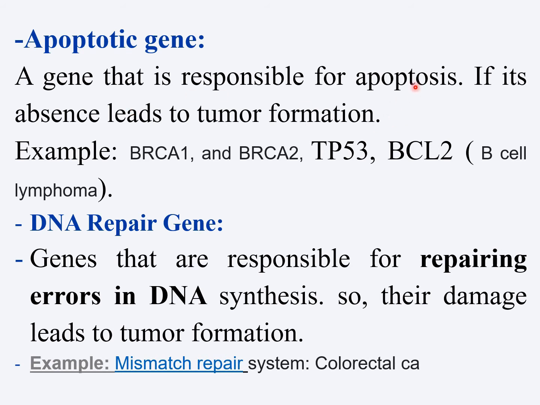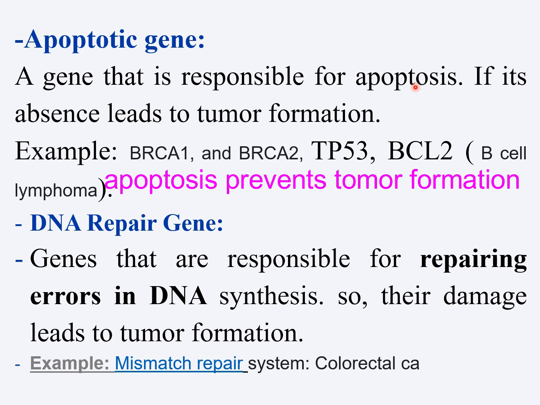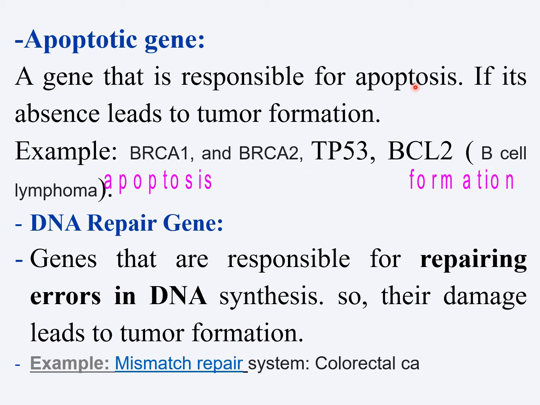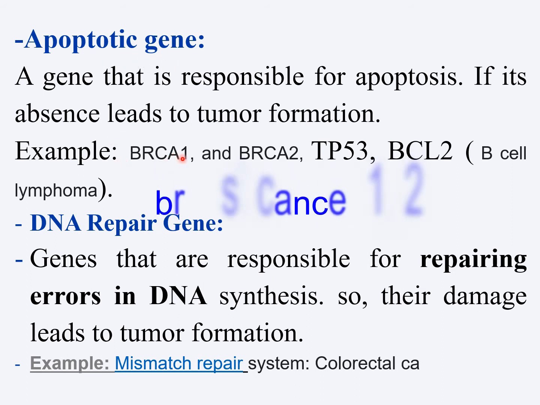Apoptosis is very important to prevent our body from accumulating a lot of cells, that is to say, proliferation. So when these apoptotic genes are absent, we expect that a tumor will form because of an overgrowth, or a lot of formation of cells. Examples of apoptotic genes are breast cancer gene 1 and breast cancer gene 2, called BRCA1 and BRCA2. Also, we have another very important gene, TP53, and BCL2. The B here stands for B cell lymphoma.